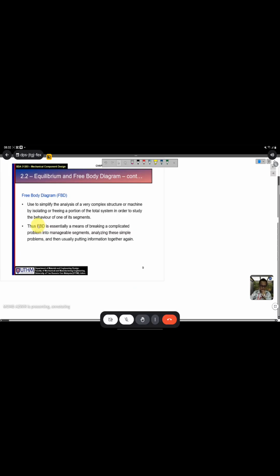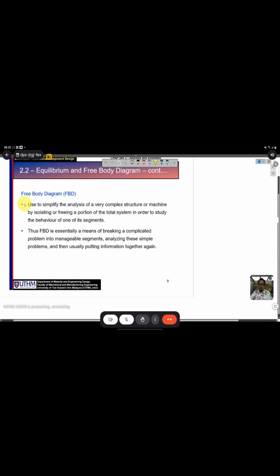Then from that, we are going to draw the free body diagram. So what is the free body diagram? The free body diagram is used to simplify the analysis of a very complex structure or machine by isolating or freeing a portion of the total system in order to study the behavior of one of its segments. So this free body diagram is essentially a means of breaking a complicated problem into manageable segments, analyzing these simple problems, and then usually putting the information together again. That's when we try to simplify the system before we can calculate.